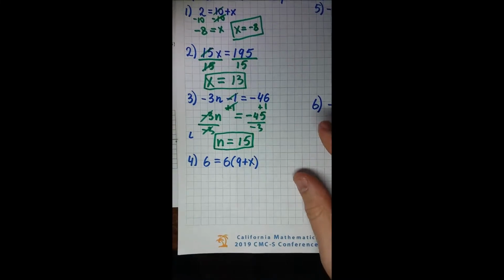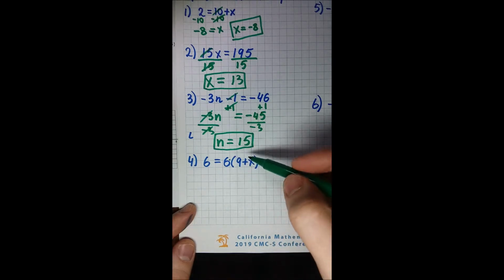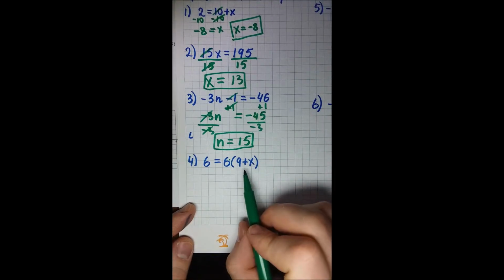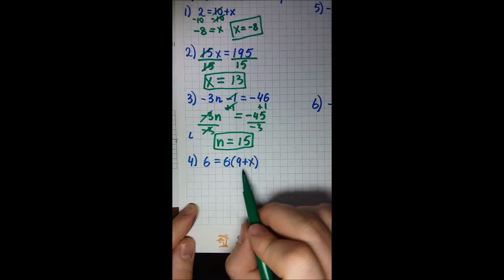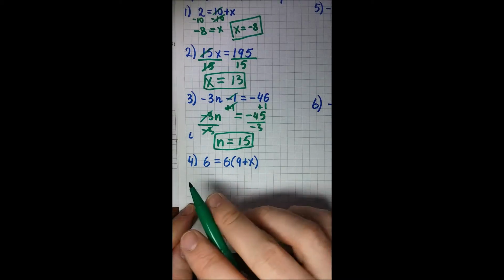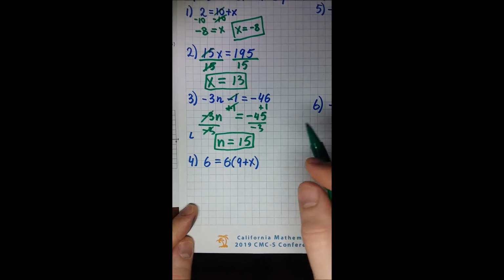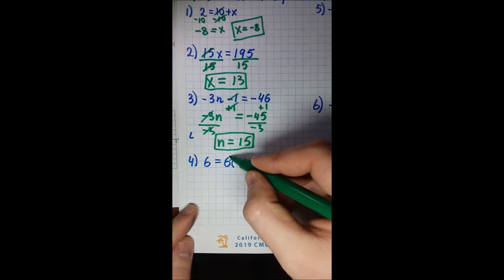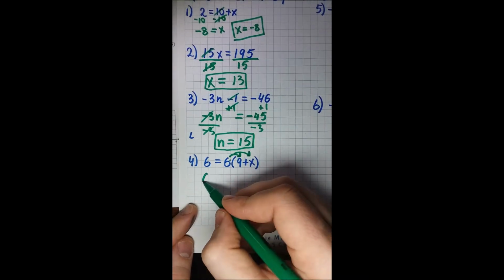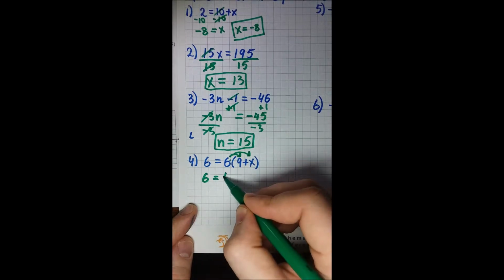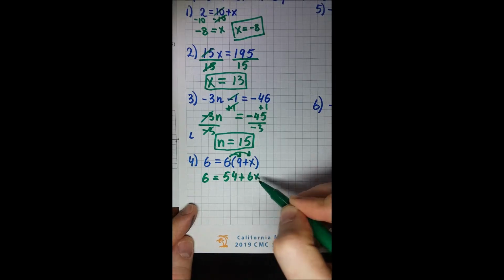Okay, question 4. 6 equals 6 times (9 plus x). Honestly, you can just tell me that 9 plus what equals 1, because 6 times 1 equals 6. That's a beautiful way of doing it, but I'm going to show you the actual way that the problem is intended to be done. So you distribute this 6 first. So it's going to be 6 equals 6 times 9, which is 54, plus 6x.